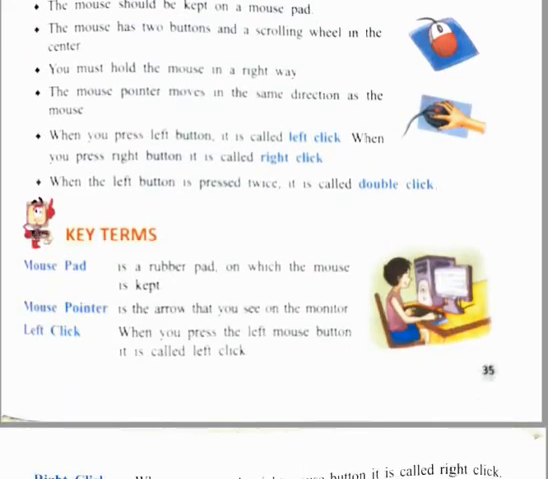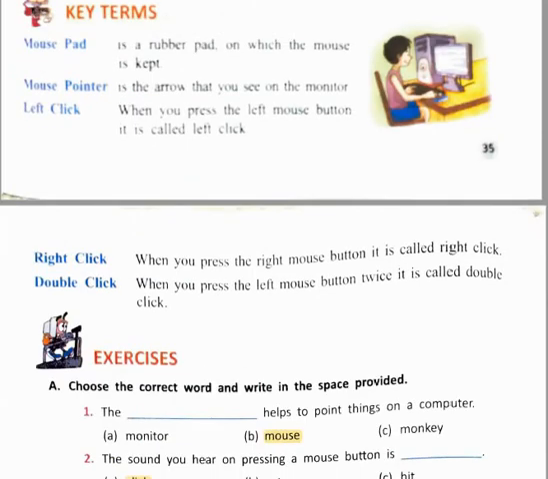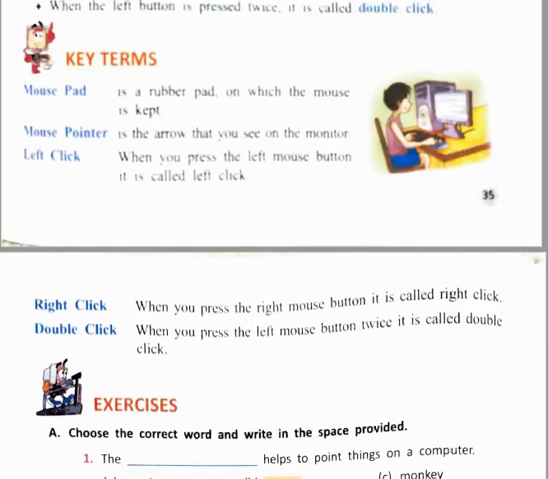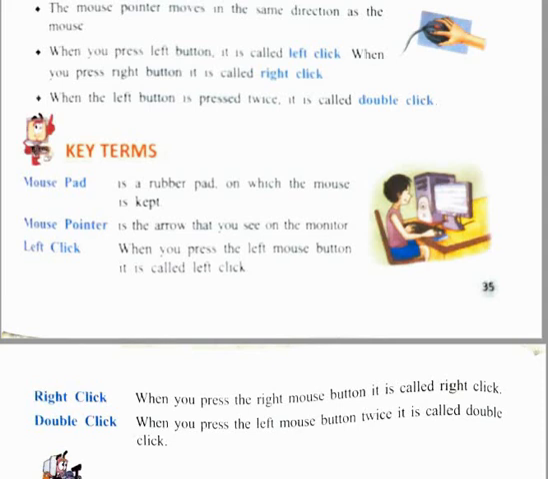Key terms: mouse pad. What is a mouse pad? It is a rubber pad on which the mouse is kept. Mouse pointer. It is the arrow that you see on the monitor. Left click. When you press the left mouse button, it is called the left click. Right click. When you press the right mouse button, it is called the right click. Double click. When you press the left mouse button twice, it is called the double click.